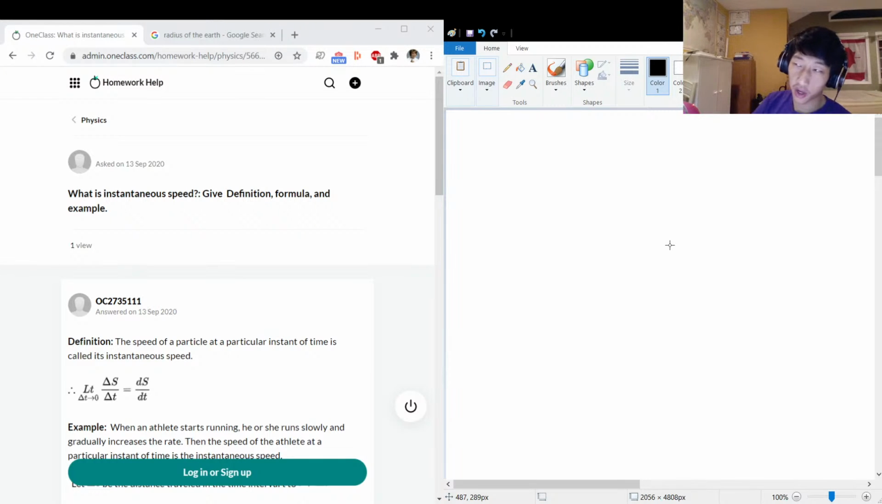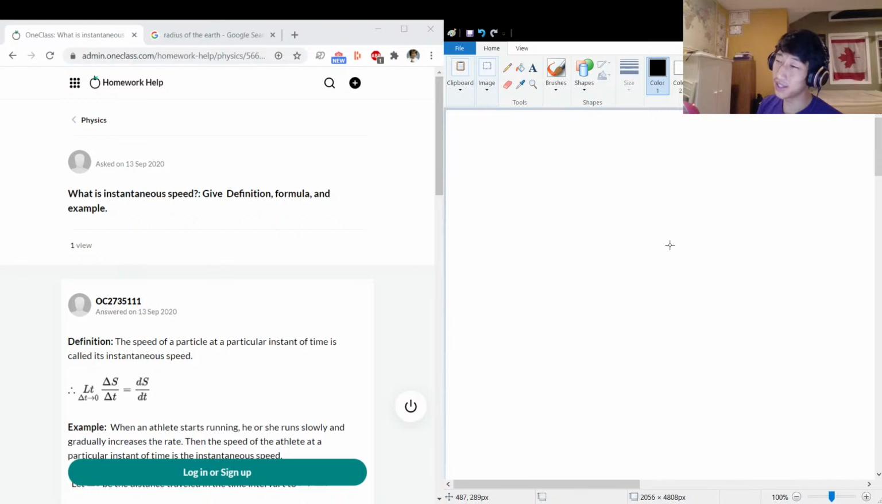Now, the next question that we got on the menu is, how do we find the instantaneous speed? In the previous example, we were talking about average speed, which is how much distance you travel divided by how much time you take. If you're going 5 kilometers in 1 hour, you're going 5 kilometers per hour in terms of speed.